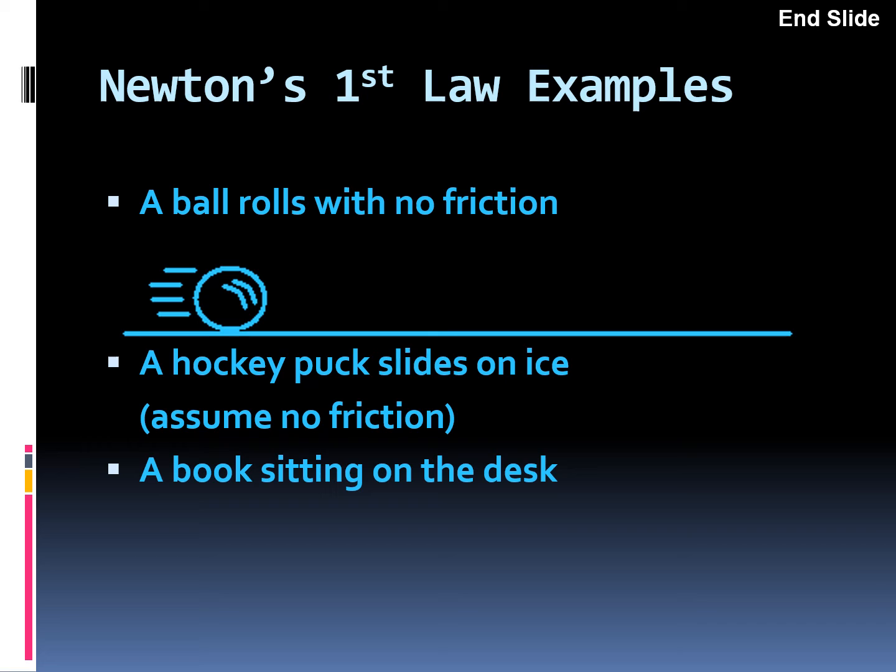A hockey puck that's sliding on ice. Now ice is a term that we use, or a surface that we use, to talk about very, very low friction. Ice really does have friction on it, but it's very, very low compared to the surfaces we usually walk on. And a book sitting on the desk, well, that object's going to sit still unless some force is being applied to it. So this is an example of Newton's first law, where we have no friction being added in any one of these scenarios, so the object will continue moving at a constant speed or sitting still until some net force is applied to it.